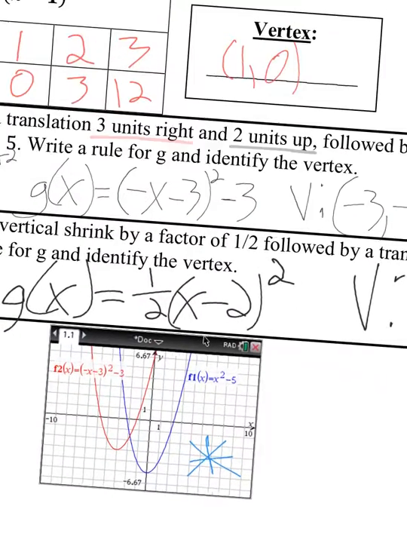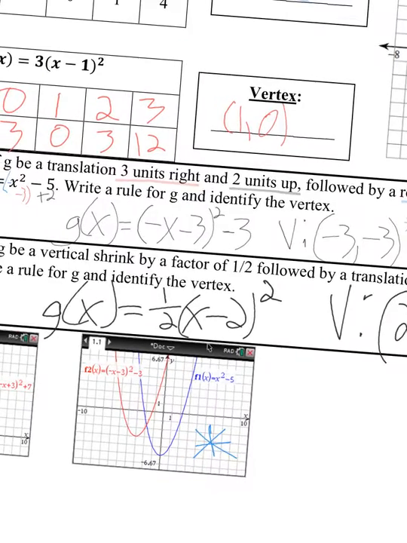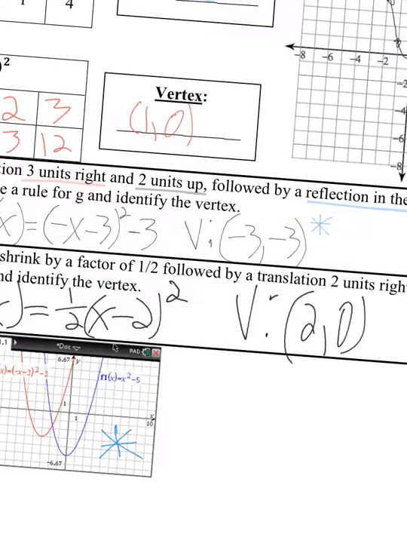All right, and then the last one was just 1/2 times (x minus 2) squared because of a vertical shrink by a factor of 1/2 followed by a translation of right 2 units. So that made my vertex just go to 2, 0. There was no reflection over the y-axis, so it was a normal looking one there.